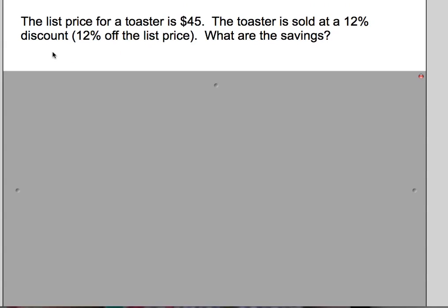Okay, try this example, and you can use the page right in your notes after you wrote down the steps, and solve this problem. The list price for a toaster is $45. The toaster is sold at a 12% discount. Remember, that would be 12% off the list price. List price means that's how much it's normally for sale. What are the savings? So you need to figure out what are the savings if there's a 12% discount. Solve this problem without a calculator, then unpause the video.